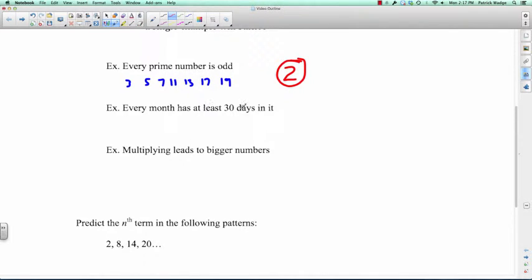Every month has at least 30 days in it. Well, it seems pretty good. They all have 30 or 31, so at least, no, we all know that's not true because of February. That's the counterexample to this statement right here.